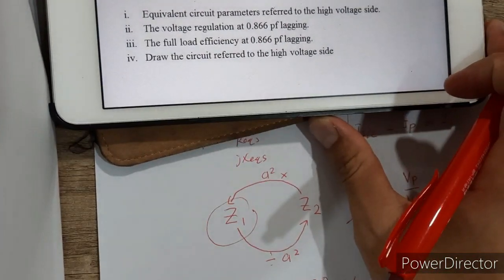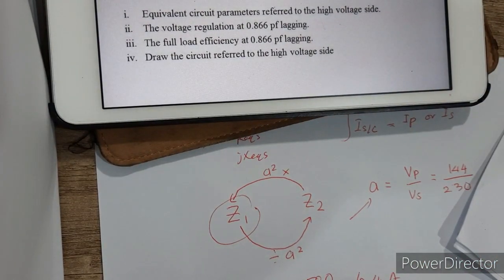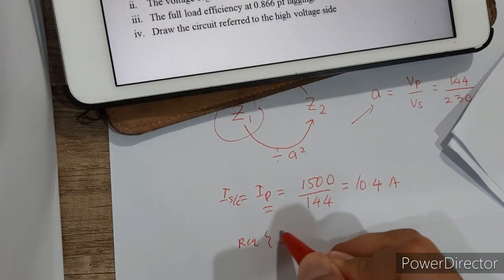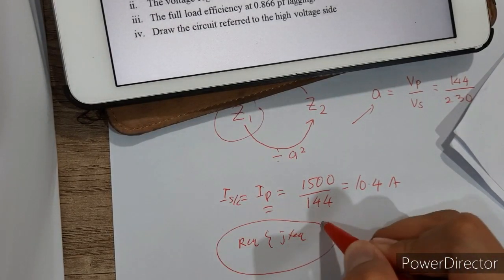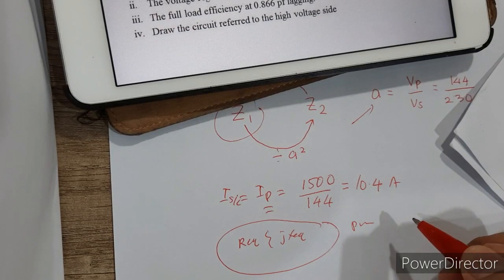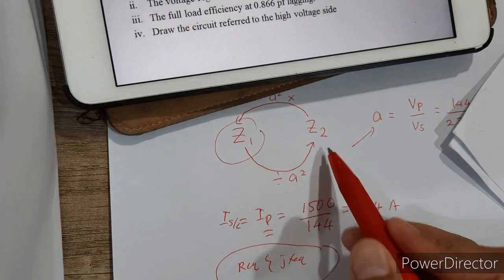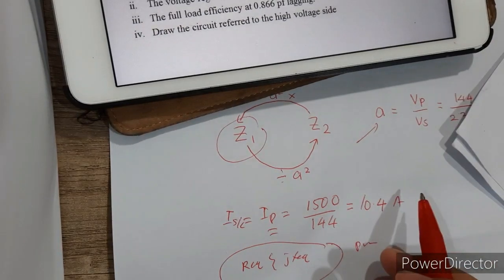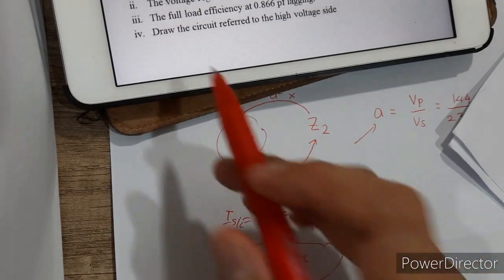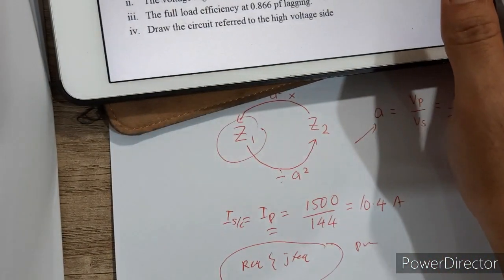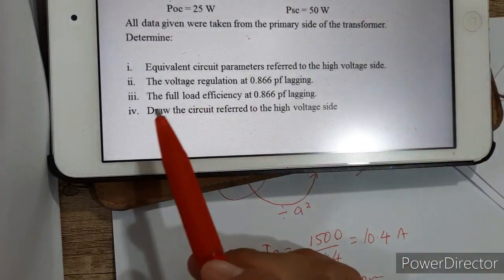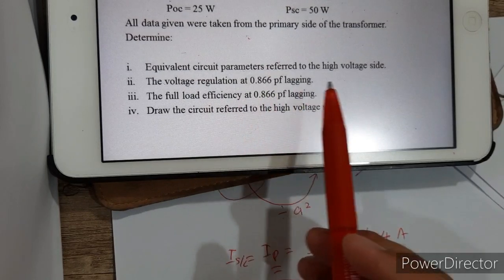So the parameters that you get, which are R equivalent and jX equivalent, are originally at the primary side. So you have to refer to the secondary side by dividing by a squared. Okay, so that is number 1: equivalent circuit parameters referred to the high voltage side. And then next is the voltage regulation.